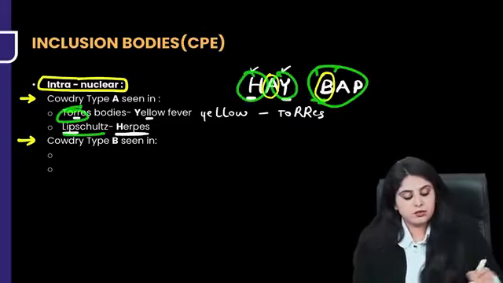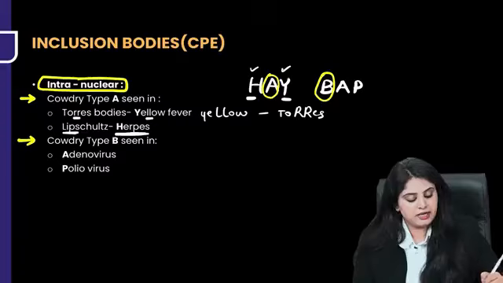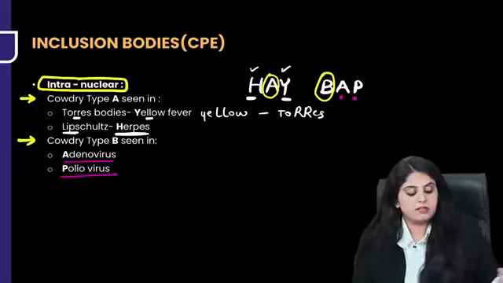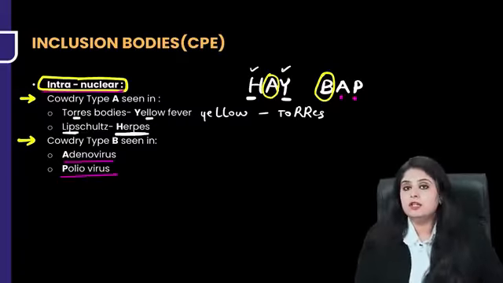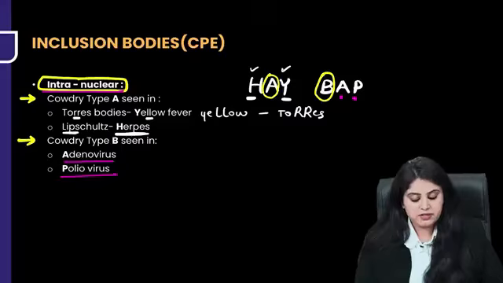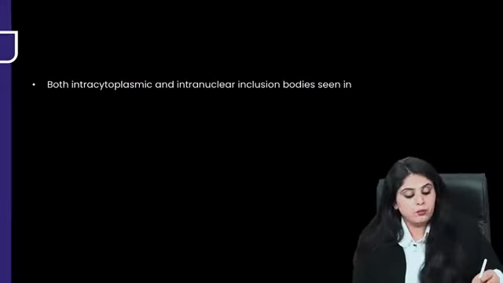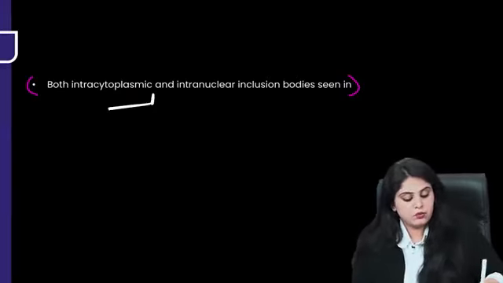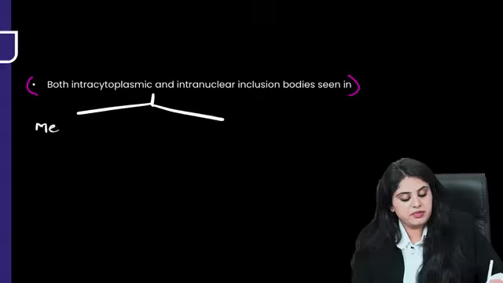Coming to BAP, that is who has Cowdry type B. Cowdry type B are seen in adenovirus and poliovirus. All of these are going to be in the nucleus. Now I will ask you, both intranuclear and intracytoplasmic inclusion bodies are seen in which? So remember, there are two organisms. One is going to be measles and the other is cytomegalovirus.